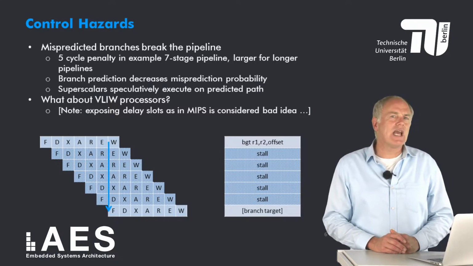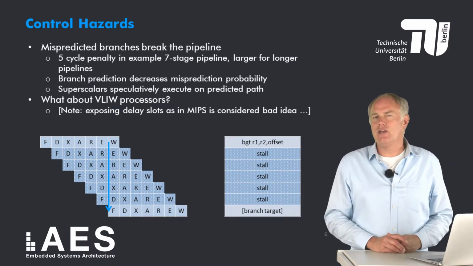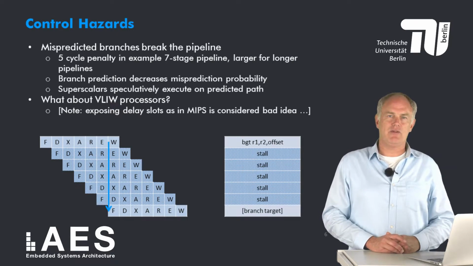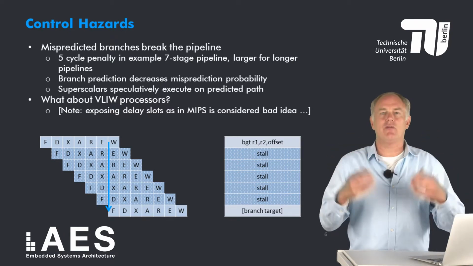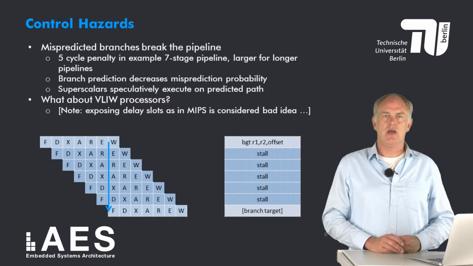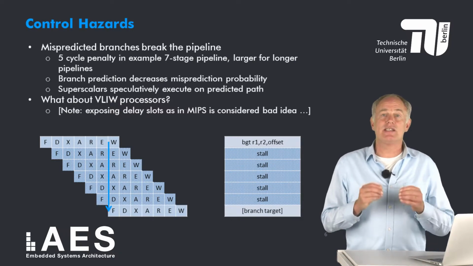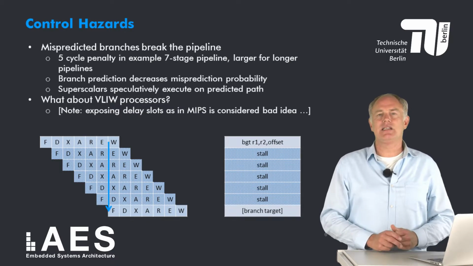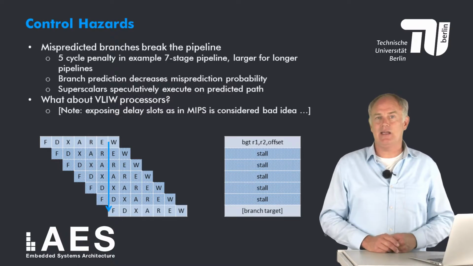We know that superscalars execute speculatively on the predicted path, but VLIWs don't do that because you need extra hardware to support speculative execution. And the whole idea of VLIW is to get rid of this hardware overhead. So what about the branch delay slot? Because it exposes an implementation issue at the instruction set architecture, the ISA level, it causes binary compatibility problems. The branch delay slot is therefore considered a bad idea.